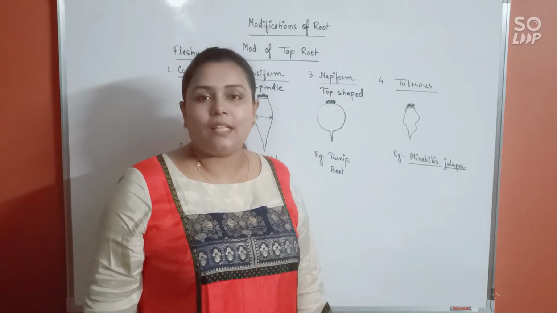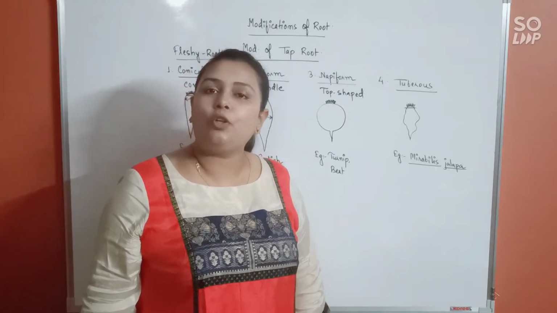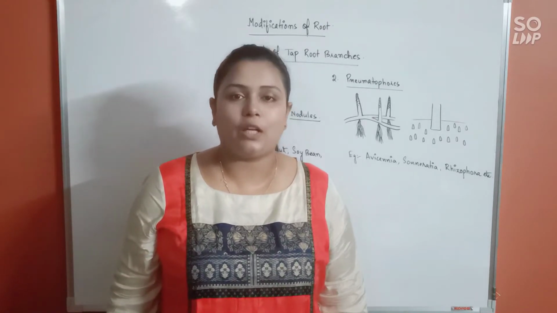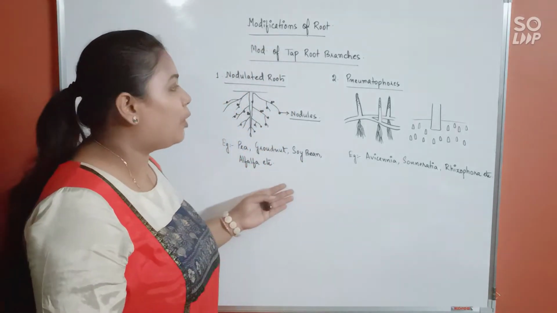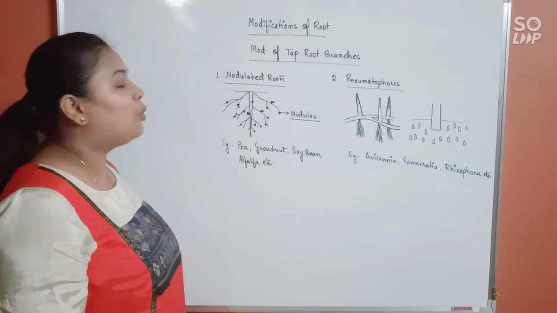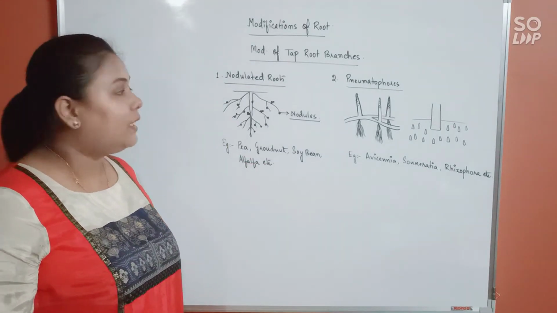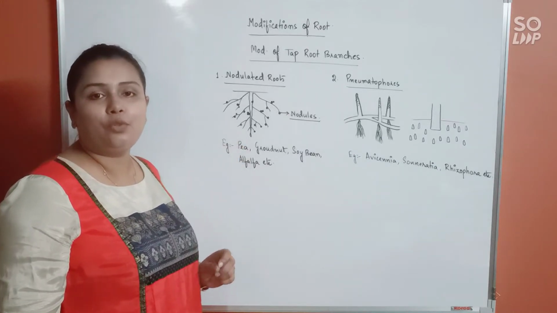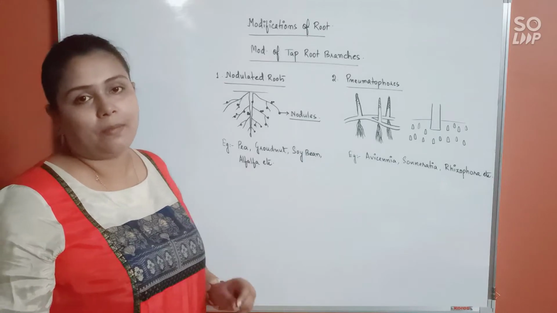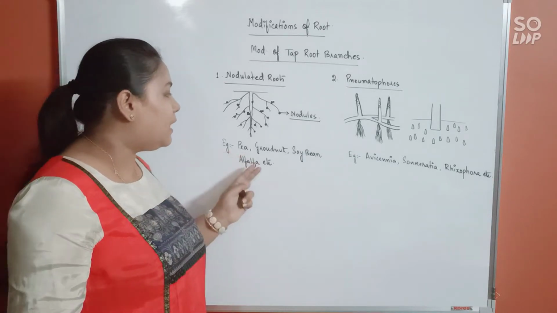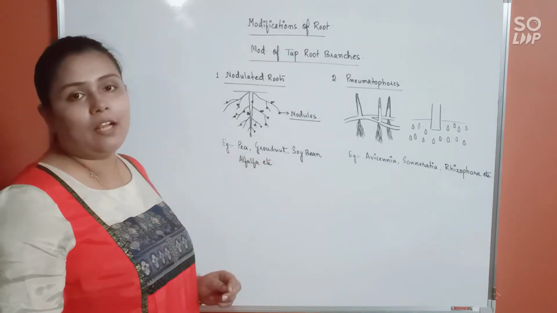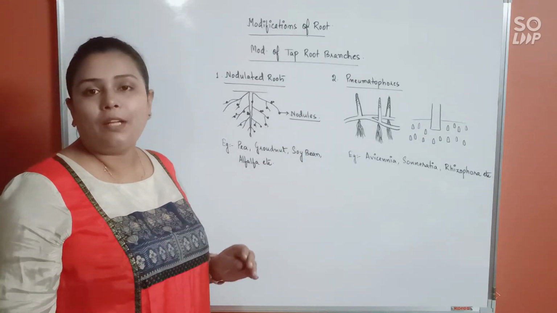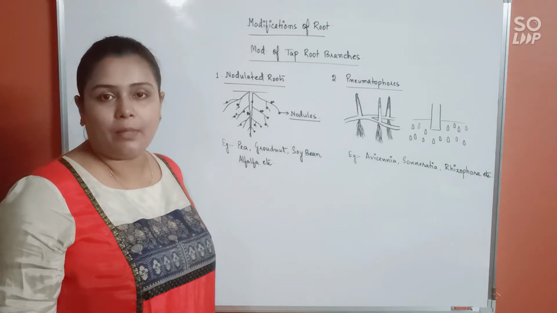Now next, let us discuss a few modifications of taproot branches. We are to discuss 2 modifications here. First is nodulated roots. As you can see in the diagram, nodulated roots are found in leguminous plants, plants like pea, groundnut, soybean, alfalfa, etc. Mainly those members which belong to Papilionaceae or Leguminaceae family.